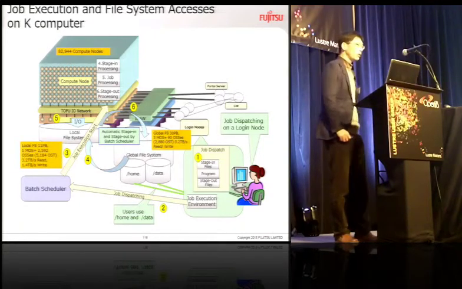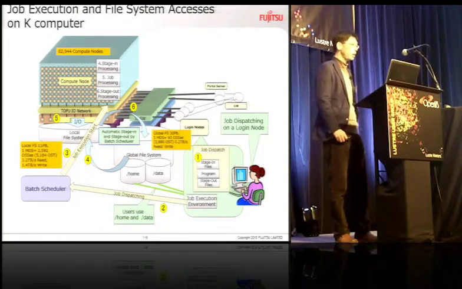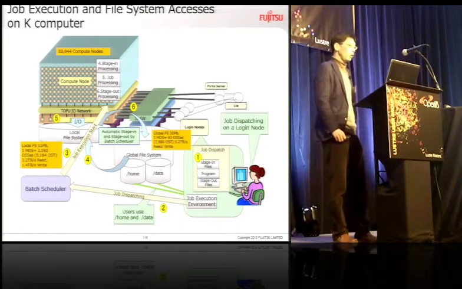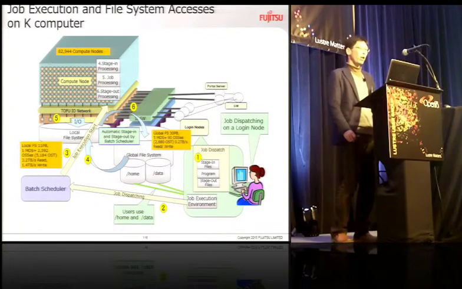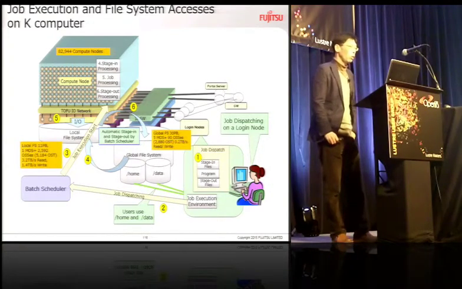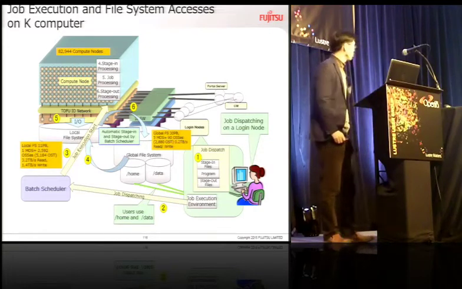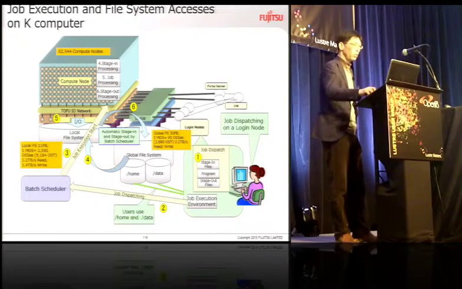Then the job starts, and the computing nodes read and write to the local file system. And after the job finishes, the files specified as stage-out files are automatically transferred from the local file system to the global file system. That's almost automatically controlled by the batch scheduler.